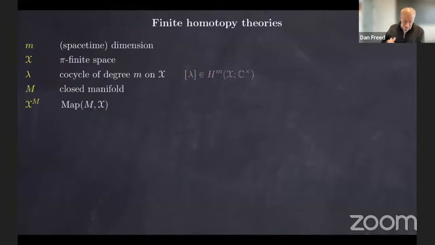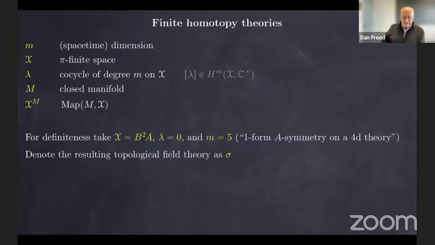So let me, for definiteness, take the example that arises in this paper we'll discuss of Apruzzi, Seiberg, and Tachikawa, which is to say this X is this Eilenberg-MacLane space. Maps into it you can think of as A gerbes. So it's encoding a BA symmetry, a one-form A symmetry. There's no cocycle. The cocycle in that context would be an 't Hooft anomaly. There is none. And the dimension is five, because we're going to be looking at symmetries of a four-dimensional theory.